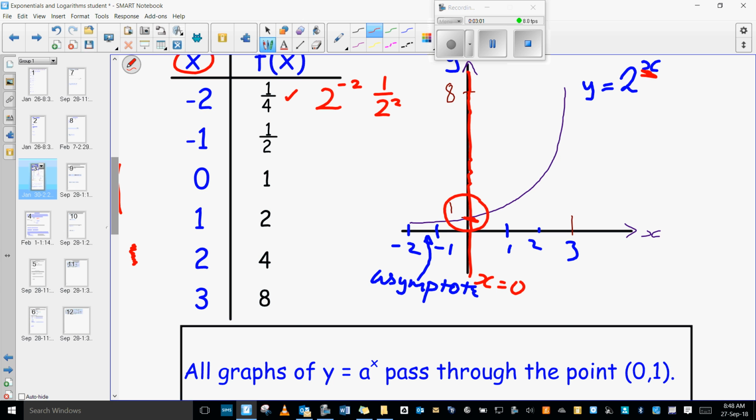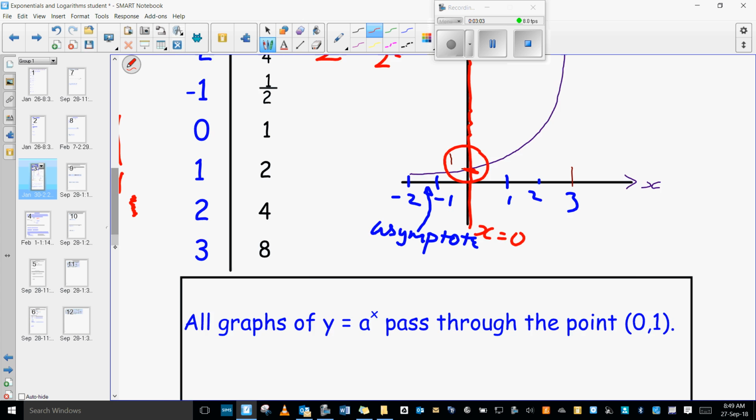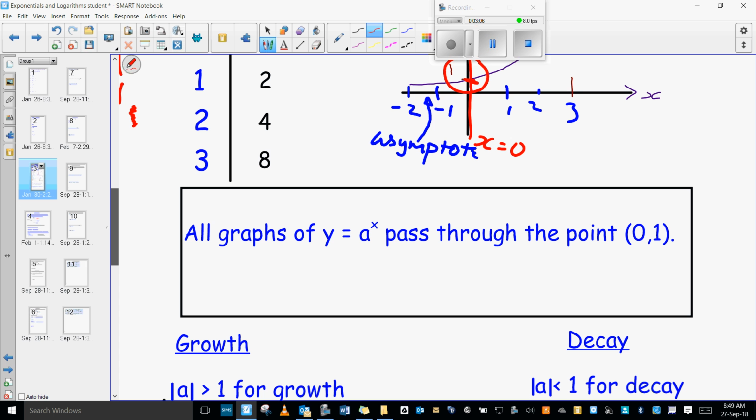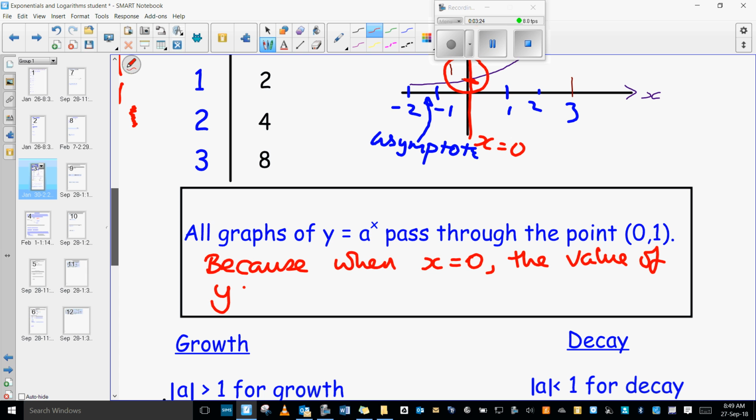Okay? All graphs of y equals a to the power x pass through the point 0, 1. You may want to write in here that when x is 0, the value of y will be 1, and everything to the power 0 is 1.